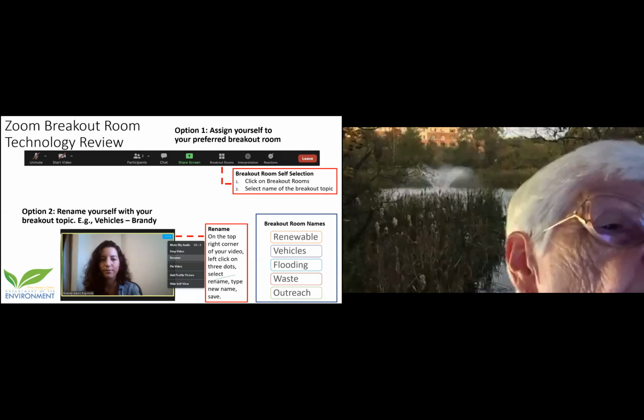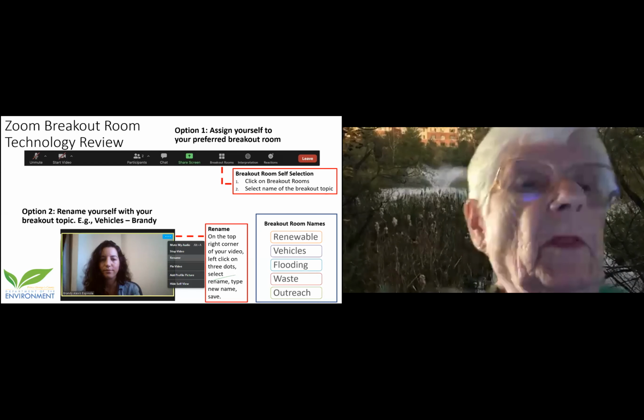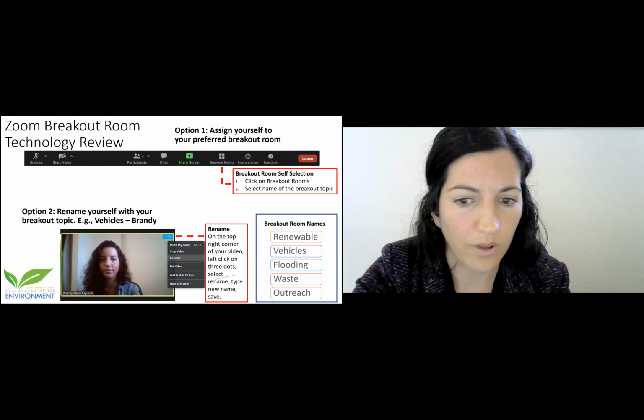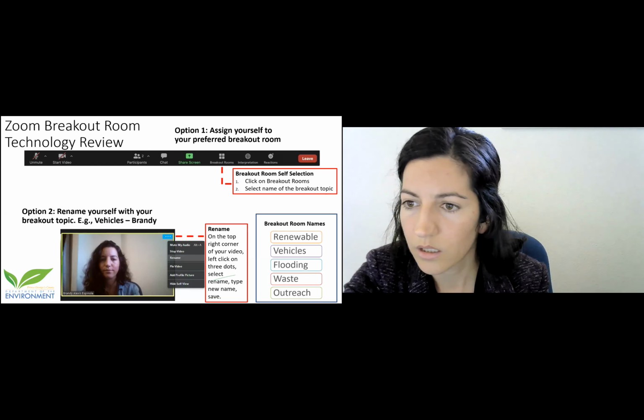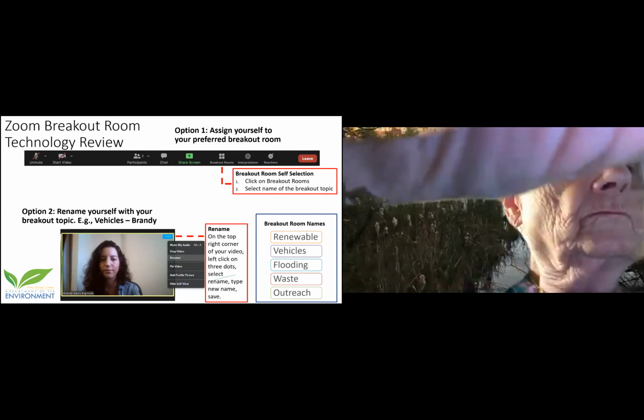A little, because our pictures are blocking. Sorry, your pictures are blocking the bottom of the screen. I've got the toolbar, but I don't have the.